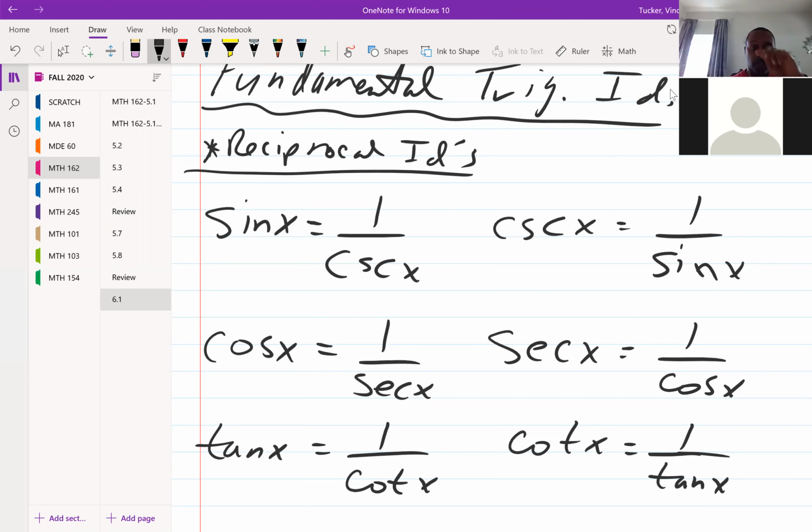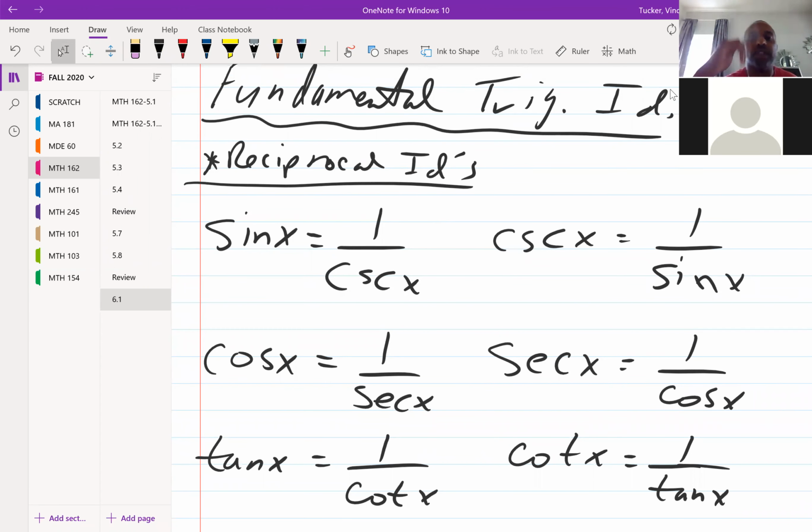All right, so your first set of identities are your reciprocal identities. Sine is equal to 1 over cosecant. Cosecant is equal to 1 over sine. Cosine is equal to 1 over secant. Secant is equal to 1 over cosine. Tan is equal to 1 over cotangent. And cotangent is equal to 1 over tangent.